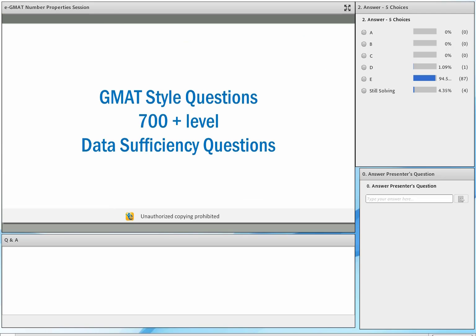Now, let's go into our data sufficiency questions. And I'm not going to bring back the poll, but click on still solving. I want you to solve question number 8 once again. With the renewed understanding that you have, I want you to solve these questions again. Okay?